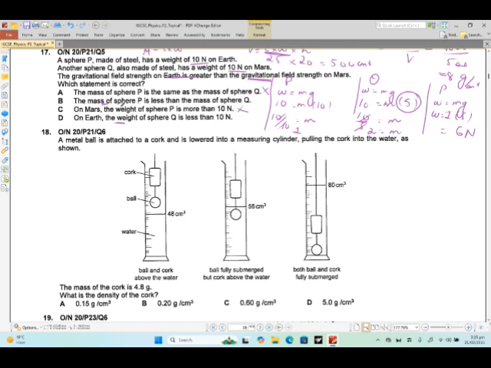ठीक है, the mass of sphere P is less than the mass of the sphere Q. That we've already established. This is our correct answer. I've solved them for each of the scenarios, and on Earth, the weight of the sphere Q is less than 10 newtons. This also can't be. I've solved them for 3 of these cases, and we found out that for B, this is correct, that the mass of sphere P is less than the mass of sphere Q. ठीक है? So B is going to be our correct answer.